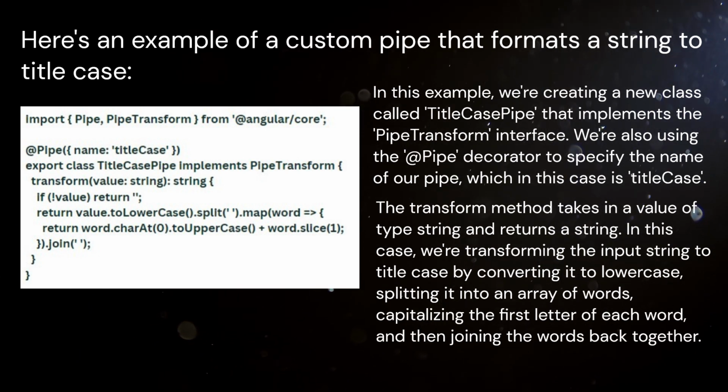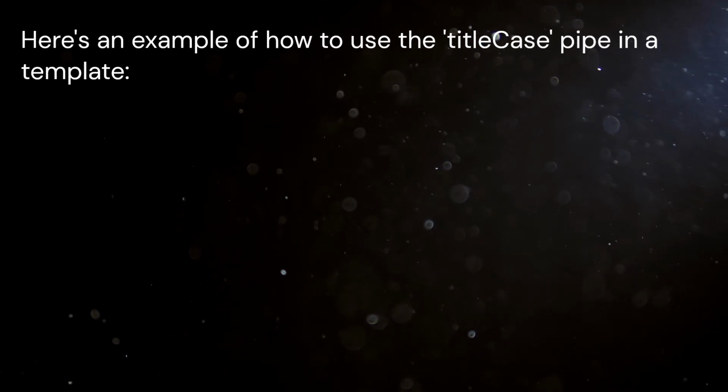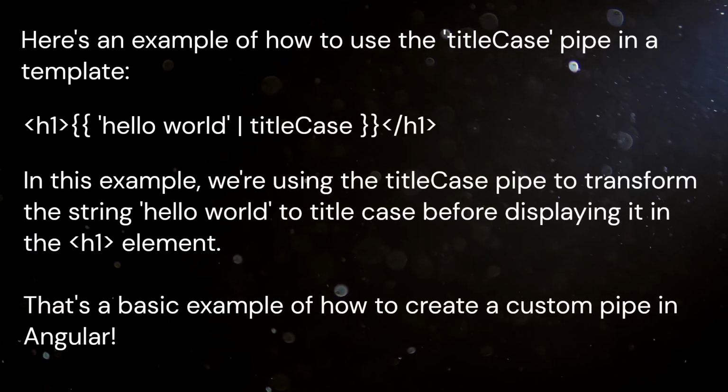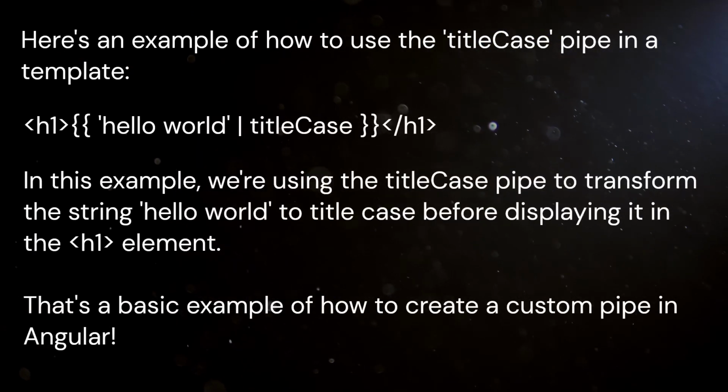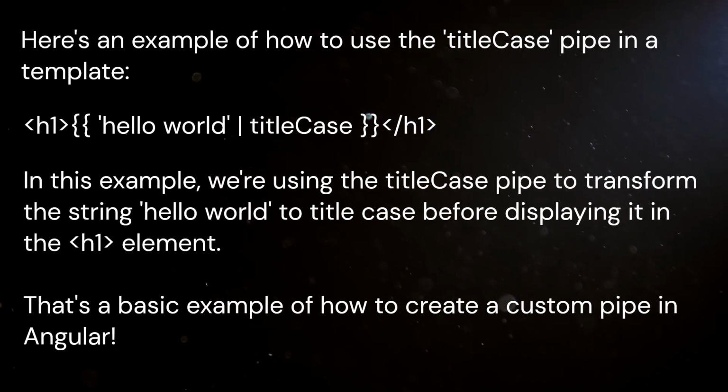Once you have created your custom pipe, you can use it in your templates like any other pipe. Here is an example of how to use the titleCase pipe in a template. In this example, we are using the titleCase pipe to transform the string hello world to title case before displaying it in the h1 element.